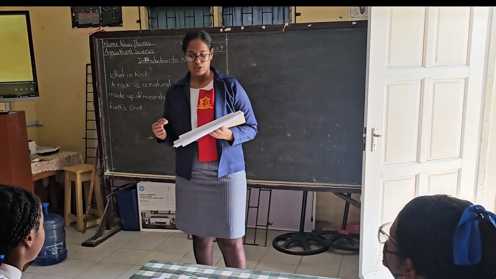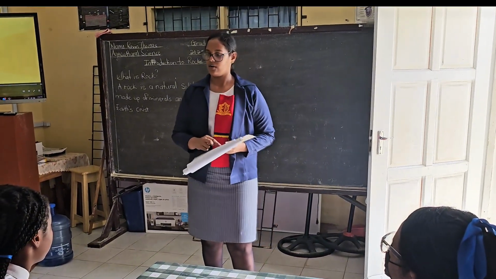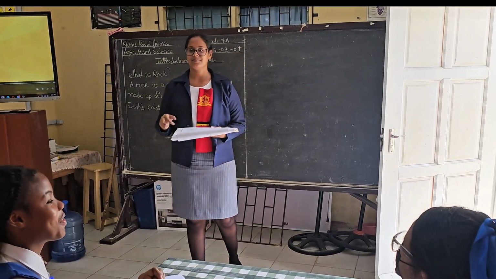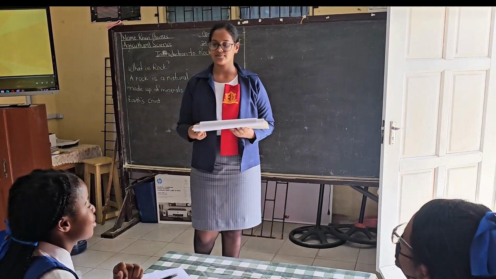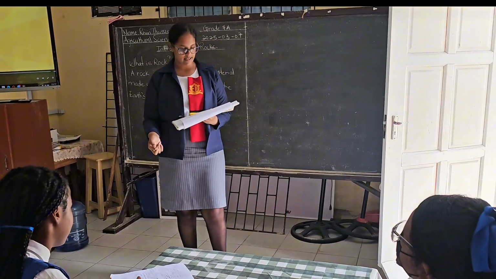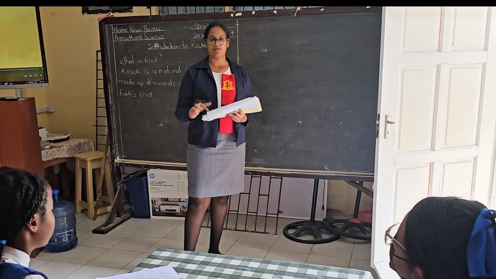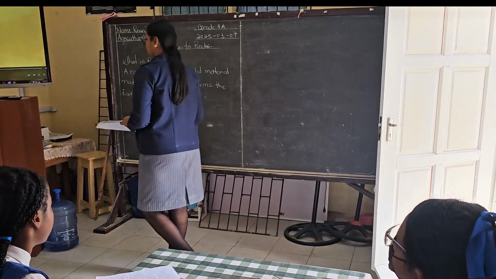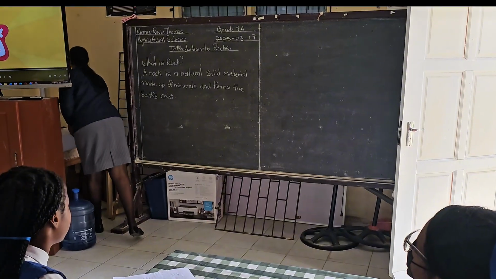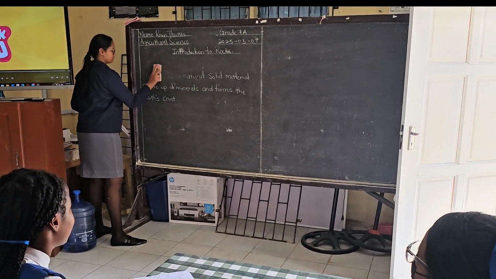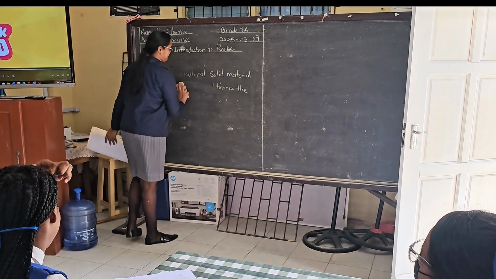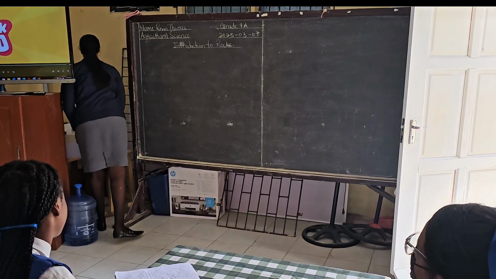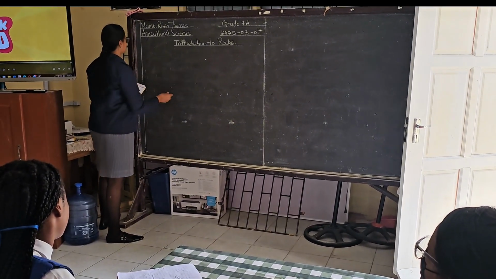Now, students, you will tell me, what do you know about rocks? Rocks are made up of stone and sand. Okay, stone and sand. How many types of rocks do we have? Three types, right? Good. So we have three types of rocks, right?